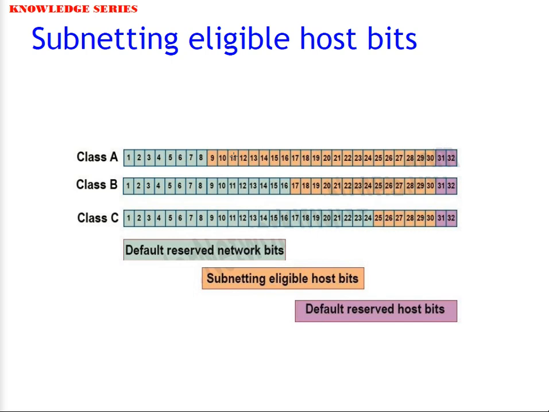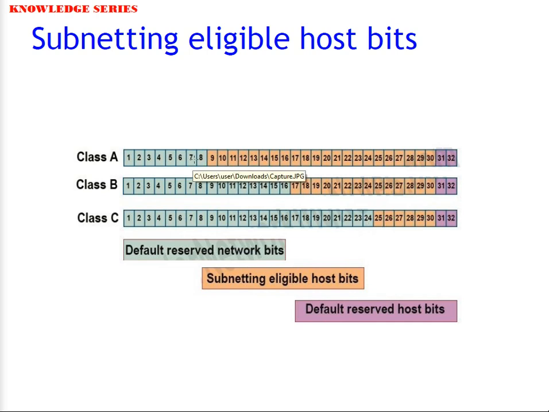Now we go for the next, subnetting eligible host bits. Now what does it mean by eligible host bit? To understand this one, again you try to see this. In class A, the first 8 bits are for network. Class B, the 16 bits are for network. Class C, 24 bits are for network.